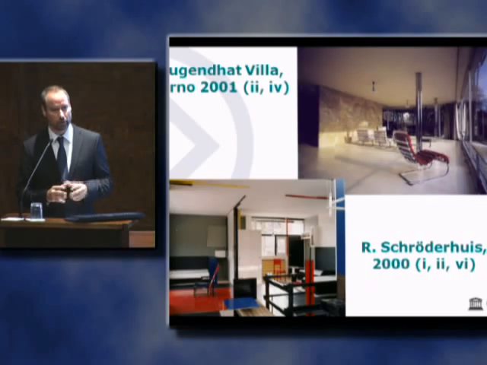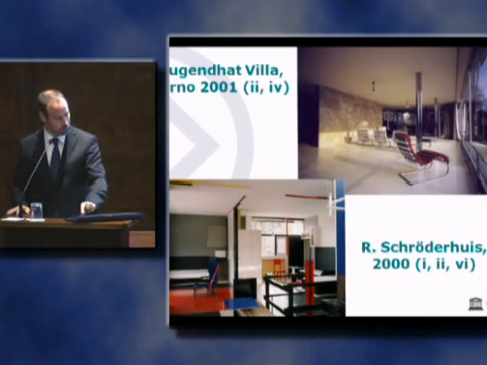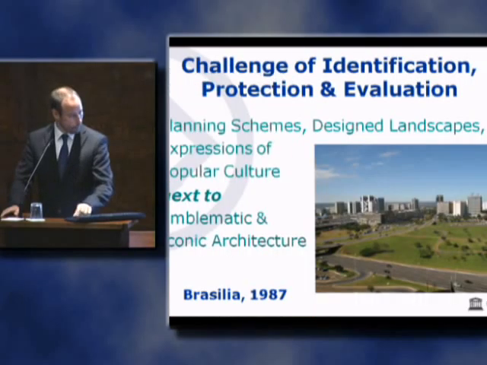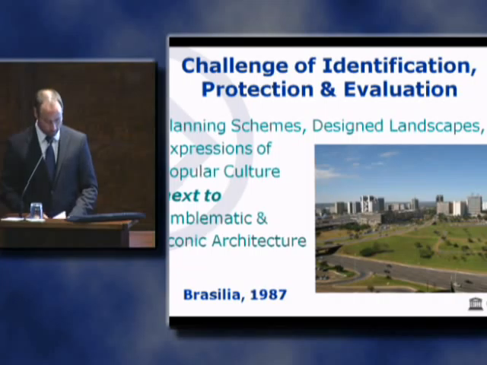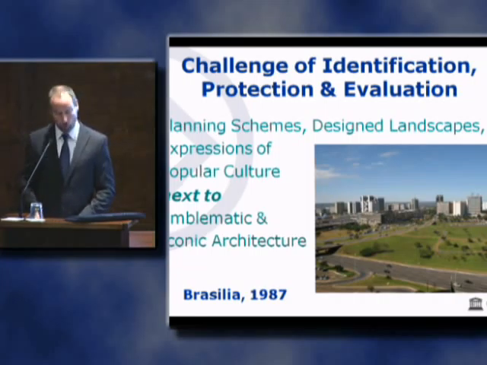And I think that both ICOMOS and the World Heritage Committee wanted to start up a process to see how the vast other properties and sites related to modernity could also be protected and inscribed on the World Heritage List. So the challenge was to start up a process of identification, protection, and evaluation that would include planning schemes, designed landscapes, and in broad terms, the expressions of popular culture next to the obvious emblematic and iconic architecture of the great architects.